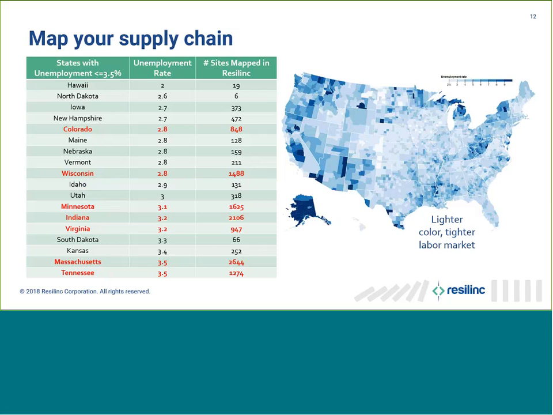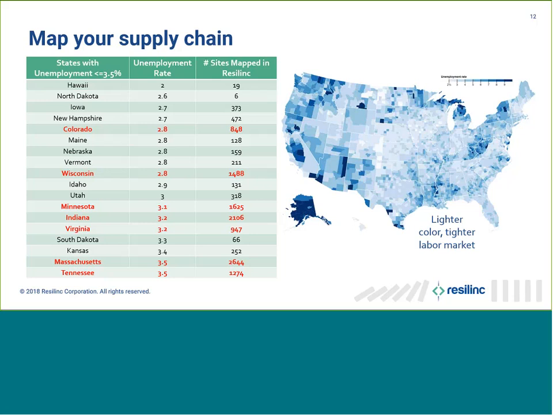So once we understand who those suppliers are and how their importance ranks in our supply chain with regard to our critical products, we need to make sure we know where they're located and where they're shipping from. On the right-hand side here, you see the map we showed earlier with the 2018 unemployment rate, and on the left-hand side I pulled out all of the states that have an unemployment rate of 3.5% or less. You can see there are a number of states here that have a significant number of manufacturing footprints based on the sites we have mapped in Resolink. So Colorado, Wisconsin, Minnesota, Indiana, Virginia, Massachusetts, and Tennessee all have over 500 manufacturing sites.